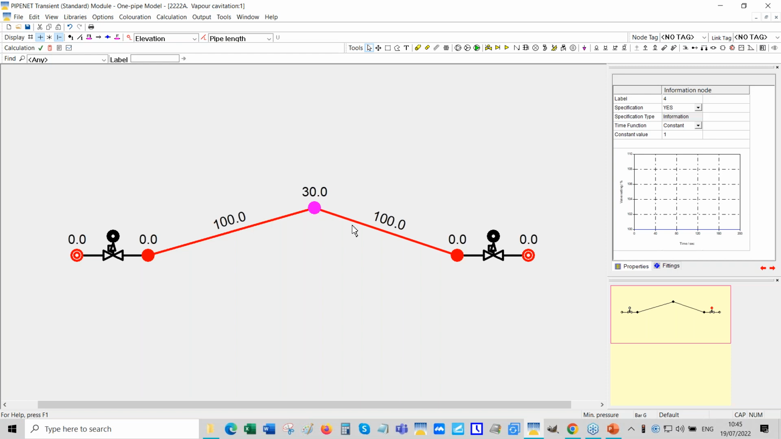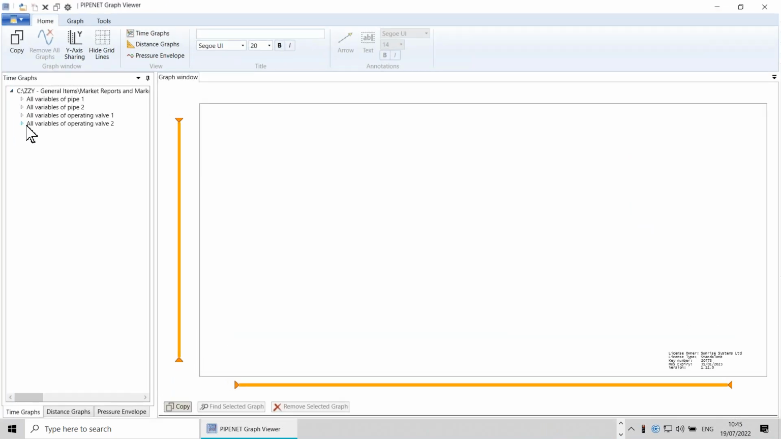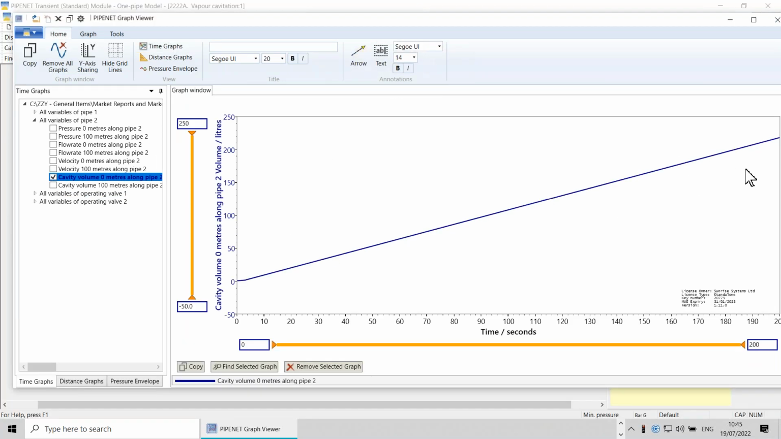See, if we're not taking that static head effect into account, what can we expect? We can expect the flow to be continuous. In other words, the vapor volume to increase indefinitely. That is a problem. Let's show the pipe labels again. It's pipe 2. Pipe 2, cavity volume at the inlet of that pipe. So look, it is growing indefinitely. In fact, it can become bigger than the volume of the pipe.